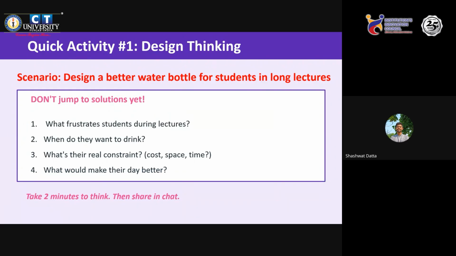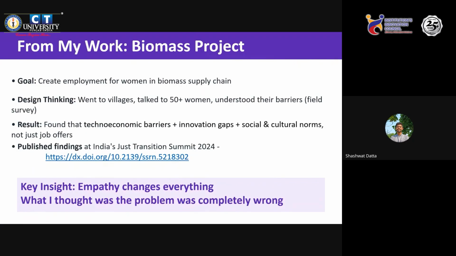Is it cost? Is it space? Is it time? Do they feel the desk is too small, or is it the weight also? Will it make their bag heavy? That's the personal reason that I don't carry one. So what could actually make their day better? Take 2 minutes and think about this. If you have some insights, you might share them in the chat, and till then we can continue.